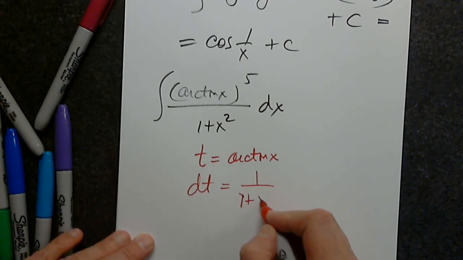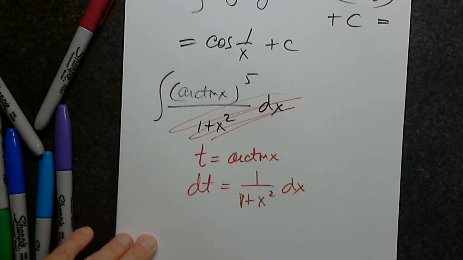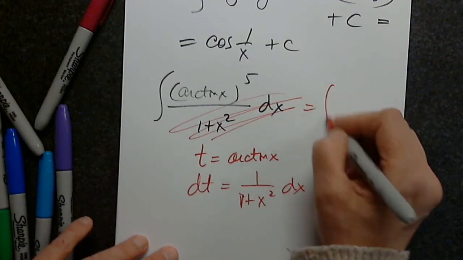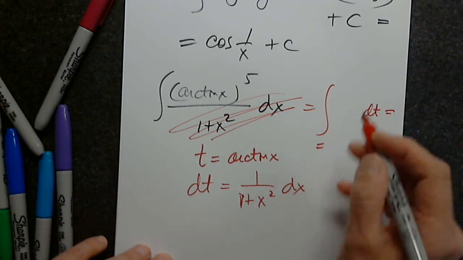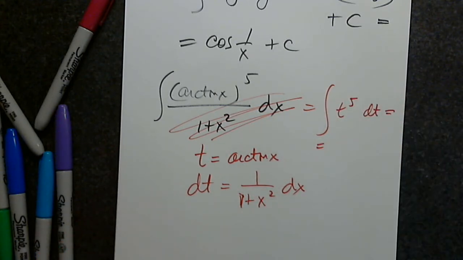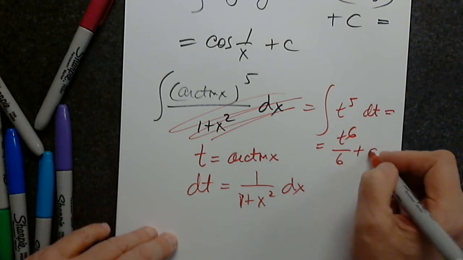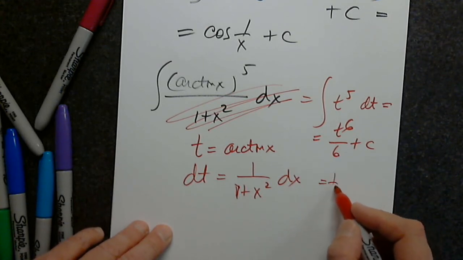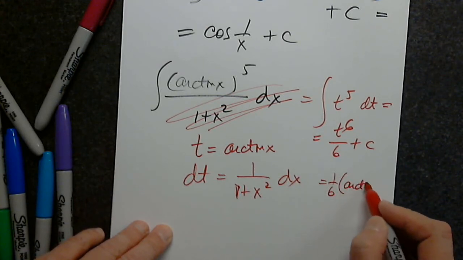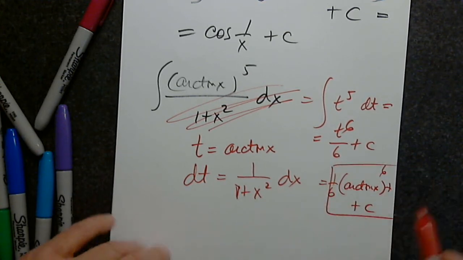1 over 1 plus x squared, of course dx, and this is what I have here. So then what is the integral? And of course dt this time. Yes, t to the 5th. That's it. Which is t to the 6th over 6 plus a constant c. But I have to go back and change it to 1/6 arctangent x to the 6th plus a constant c.